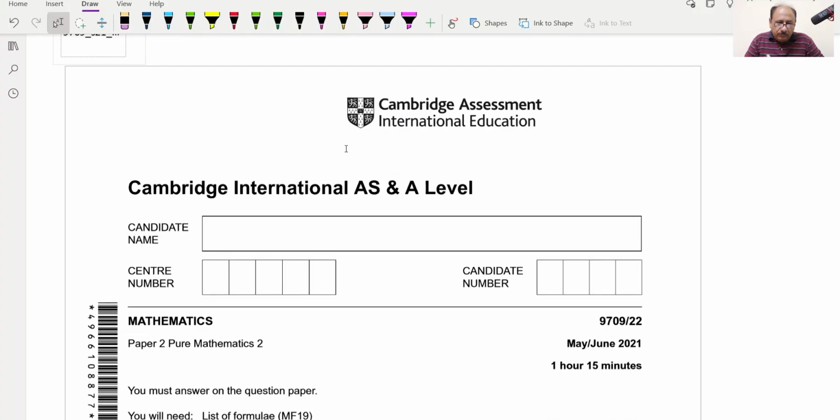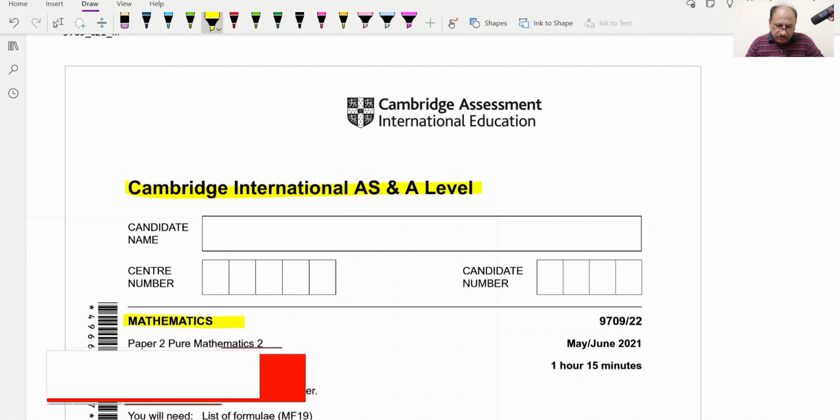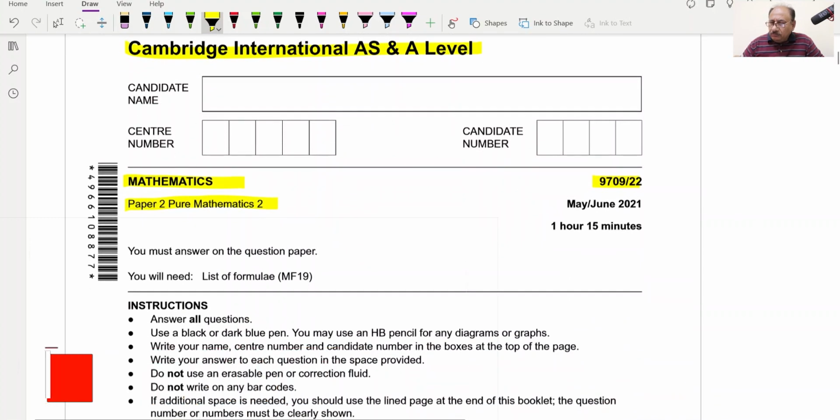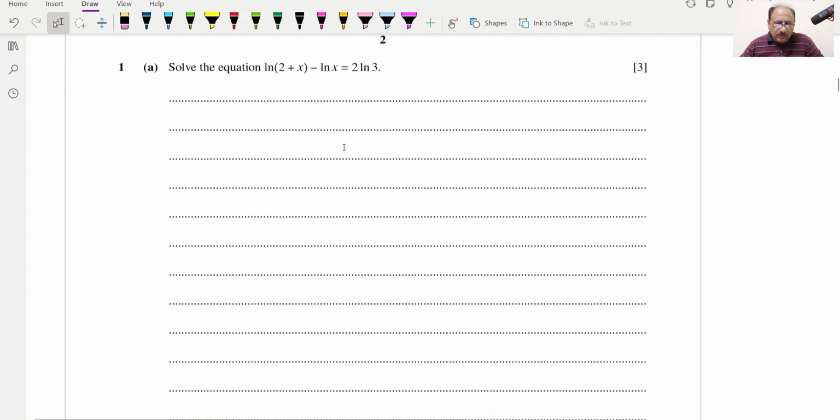Hello everyone. Today we'll be going through Cambridge International AS and A Level Mathematics Paper 2, Pure Mathematics 2, 970922, May June 2021. Question number 1.